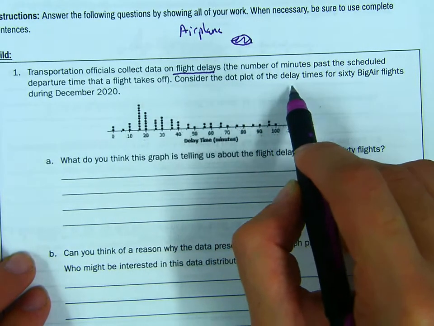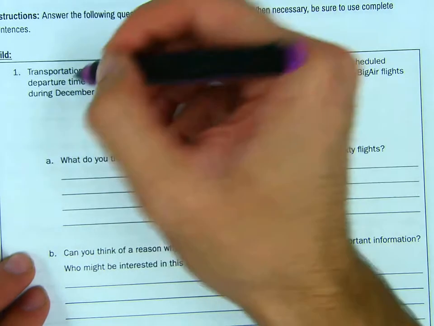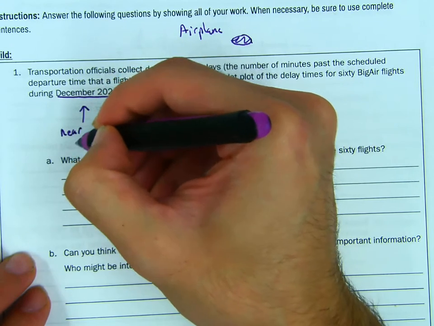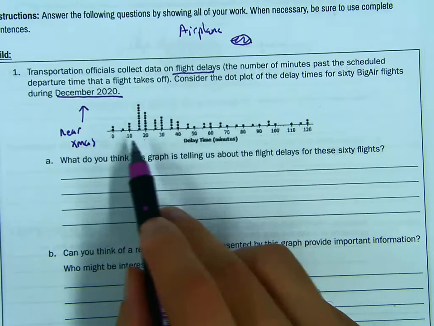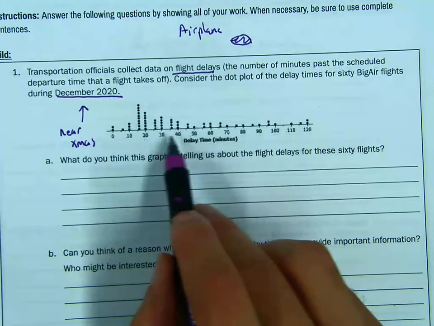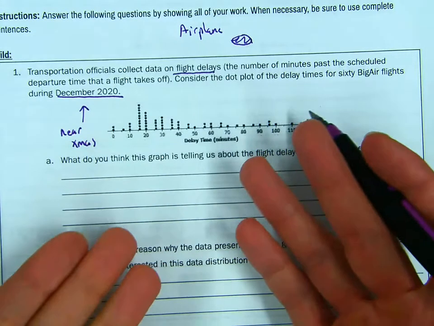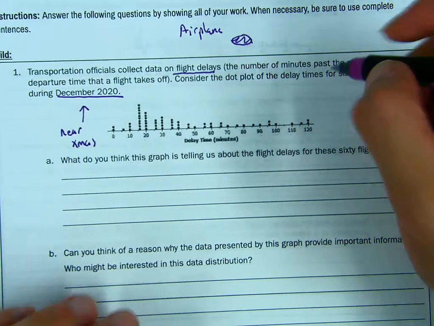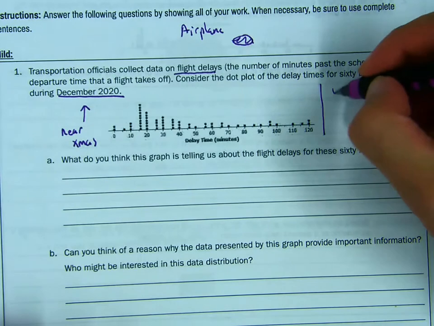Consider the dot plot of the delay times for 60 big airline flights during December of 2020. Okay, so it's in December, so it's near, let's say, Christmas. Looking at these data values, where are the data values concentrated? Can you interpret the graph to make certain inferences or conclusions? So why don't you think about that before we even look at these questions? What can you interpret?